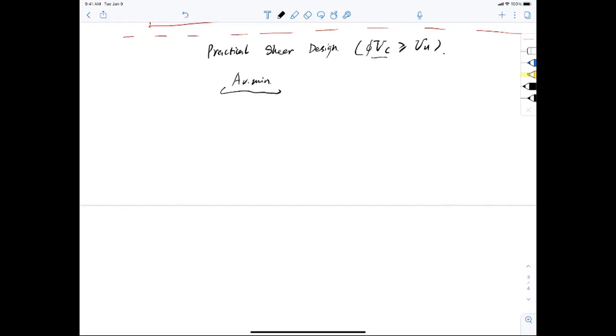So it says, at least provide me something. And that something is an equation of 0.75, and write this down, please, folks, square root of f prime c, times BW, multiplied by spacing S, divided by Fyt, the yield strength of the stirrups. And in addition, ACI said this number, even if you calculate it out, has to be greater than or equal to 50 BW S divided by Fyt.